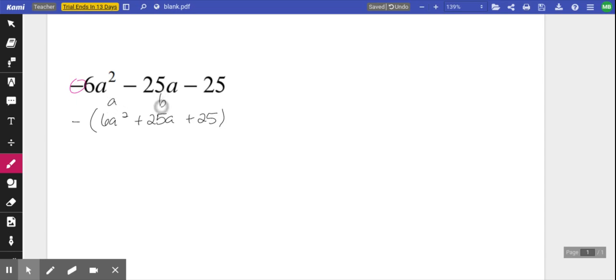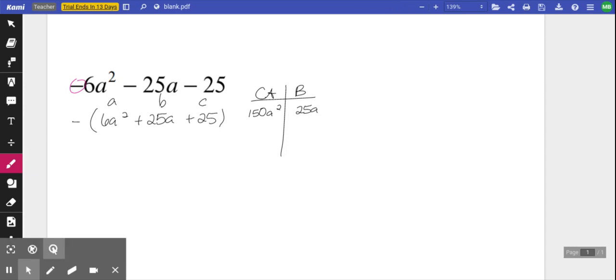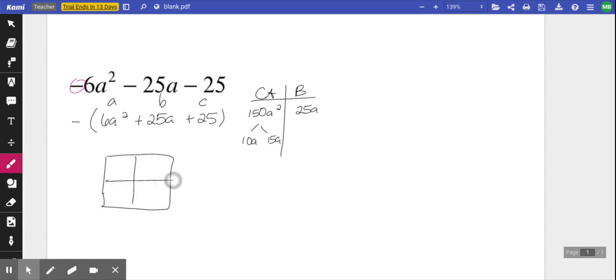Labeling my ABC and setting up my CAB. I have 25 times 6a squared is 150a squared. And then my b is 25a, to which I notice that 10a times 15a is 150, and it also adds to be 25. So I'm going to set up my box. Again, a goes in the top left, c goes in the bottom right. Fill in the rest with what I got from my CAB.